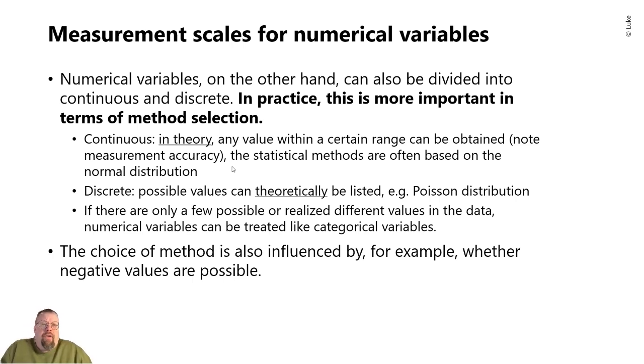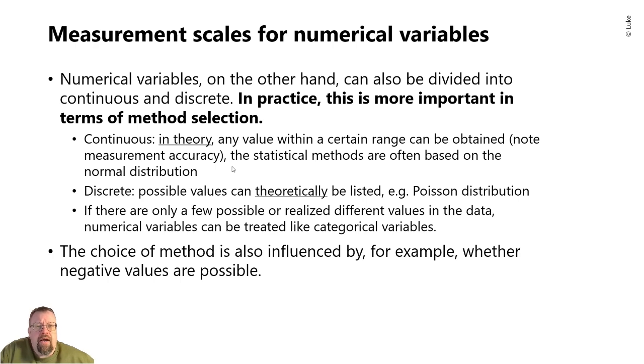On the other hand, numeric variables can also be divided into continuous and discrete, and maybe in practice this is the more important in terms of the method selection. Often you need different methods for continuous and discrete variables. Continuous meaning that in theory any value within a certain range can be obtained. So if we think about length, for example, it can be anything, for example, something that's between 1 and 2 meters. But of course, the measurement accuracy makes it so that we sort of round it to millimeter or something like that.